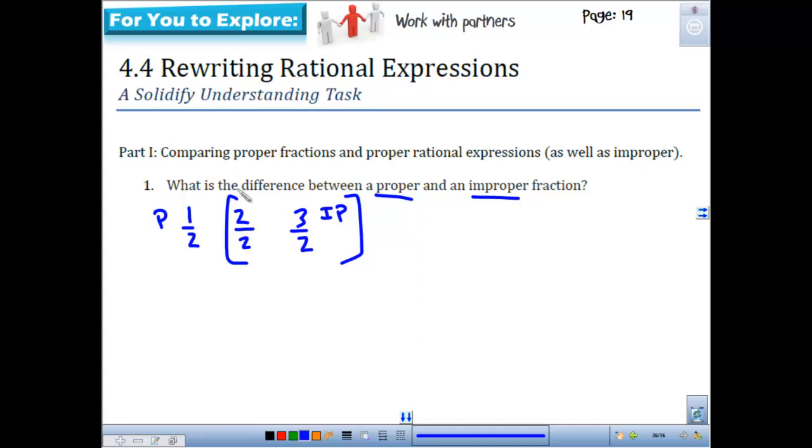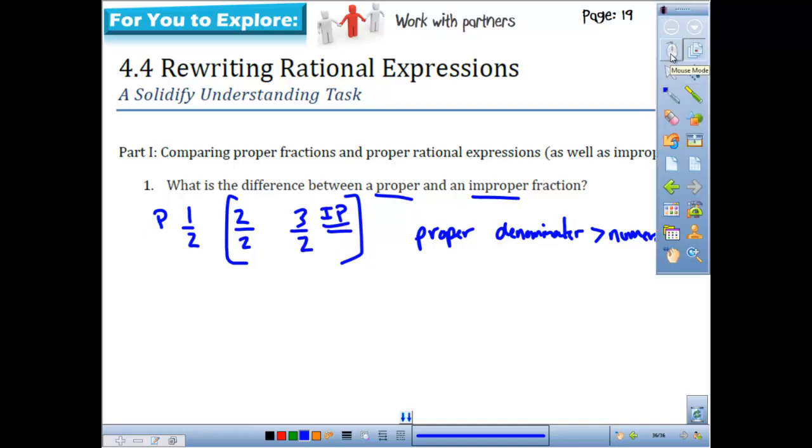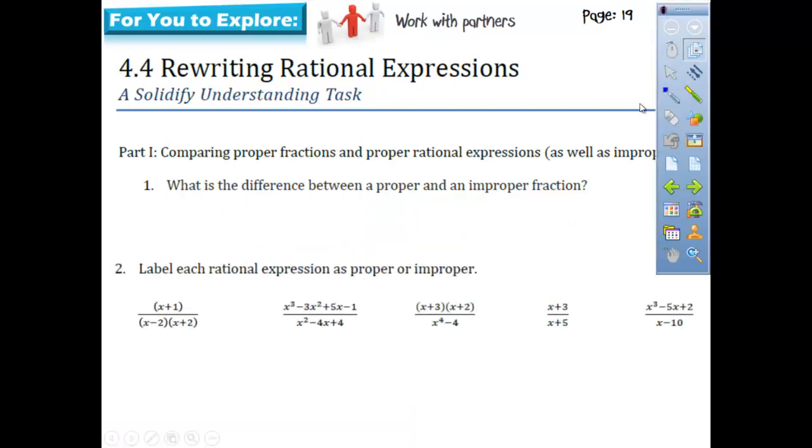And the reason why is because when it comes to the definition of a proper fraction, we could write this down. Proper is when the denominator is bigger or greater than the numerator. Notice that the denominator is bigger here. Over here, the denominator is not bigger than the numerator. That's why it's considered improper. Okay, that will be on the test. So jot that down. We'll visit it later.